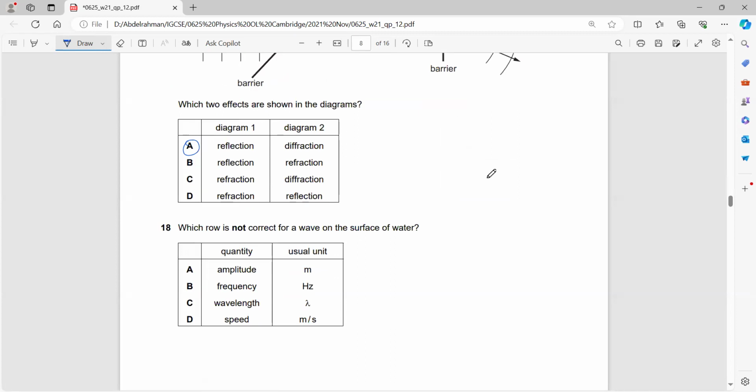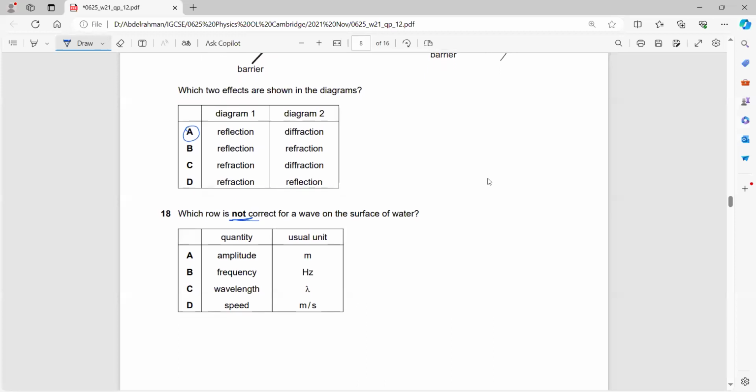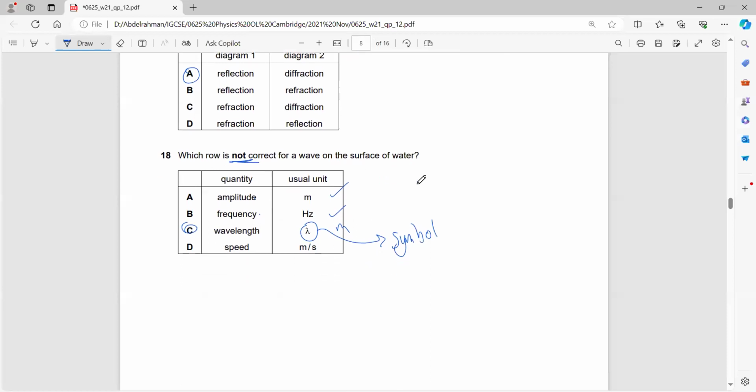Which row is not correct for a wave? The amplitude, the usual unit is meters. Frequency, hertz. Wavelength, lambda. No, it's not lambda. It's actually meters. Lambda is the symbol. There's a huge difference between the symbol and the unit. The symbol is just whatever represents a wavelength, but the unit, whenever I tell you to measure the wavelength, is usually meters.